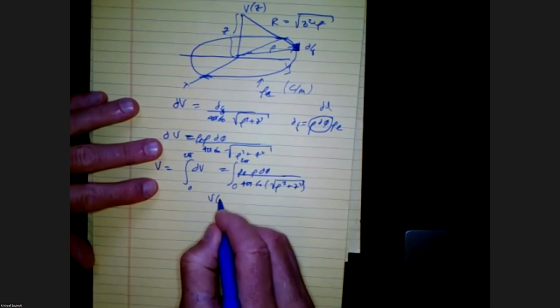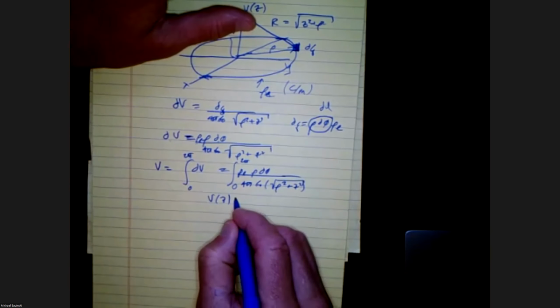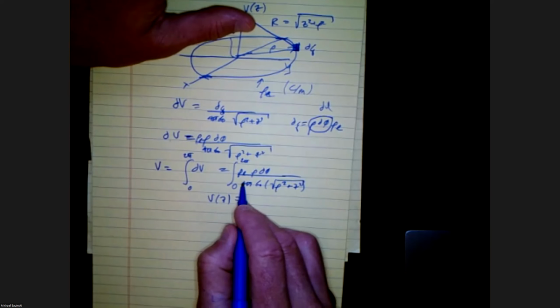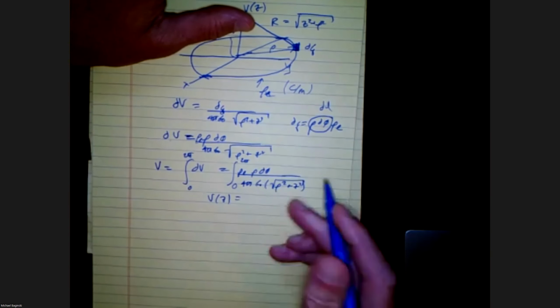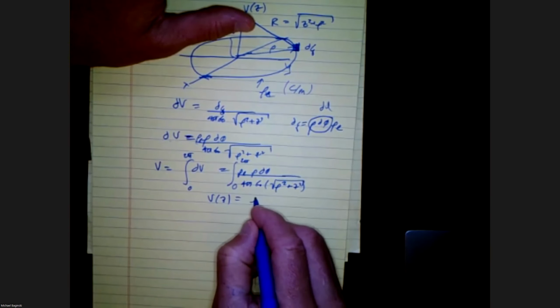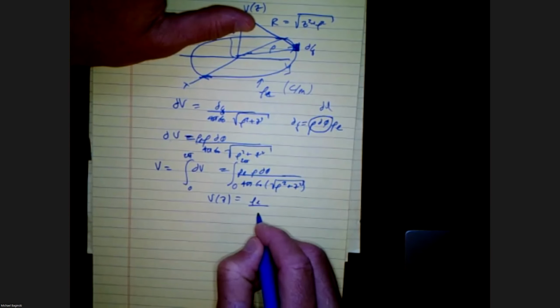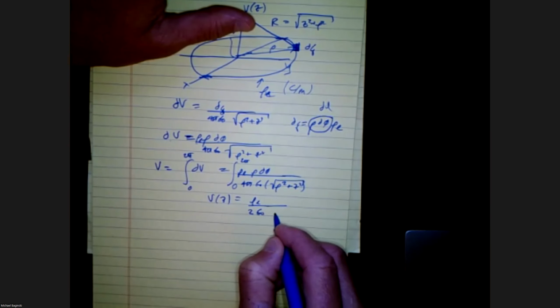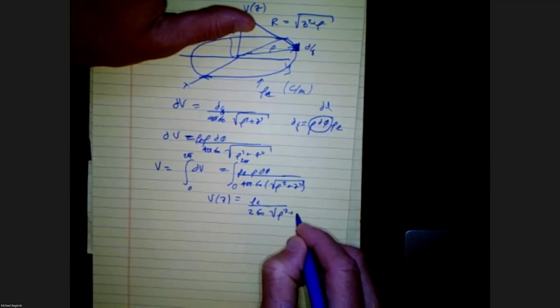So I can say that V of z would be equal to, and check me out on this, simply the integral of d phi, which is phi from 0 to 2 pi, brings out a 2 pi. So this becomes rho L over 2 epsilon naught, divided by the square root of rho squared plus z squared. Y'all with me on that, class?